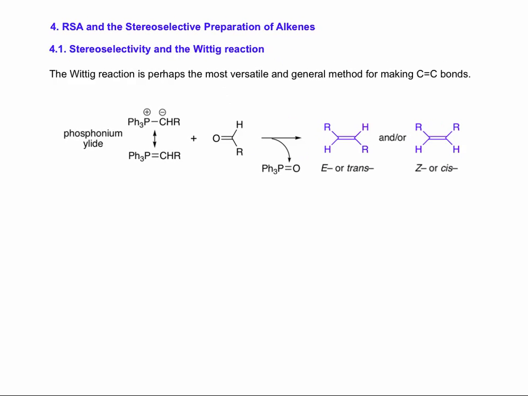In section 4, RSA and stereoselective preparation of alkenes, we will start in section 4.1 by looking at stereoselectivity and the Wittig reaction. And the Wittig reaction is perhaps the most versatile and general method for making C=C double bonds. So here is an outline of the Wittig, where we have a phosphonium ylide reacting with a ketone, or in this case an aldehyde, to form either an E or a Z alkene.